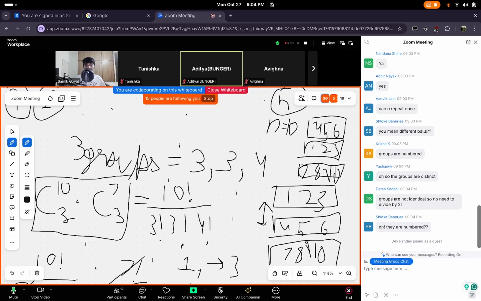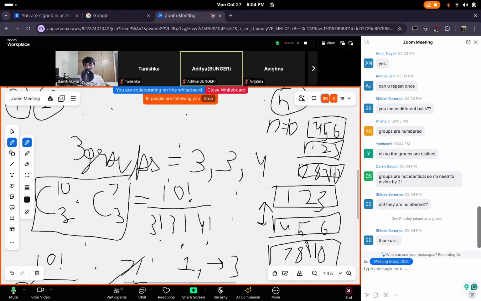So what people are basically saying is these both cases should be counted the same, because you have a group of 1, 2, 3 and you have a group of 4, 5, 6. And what I'm basically saying is that they are different because this is group 1 and over here this is in group 2.